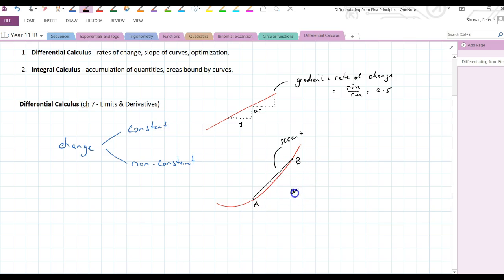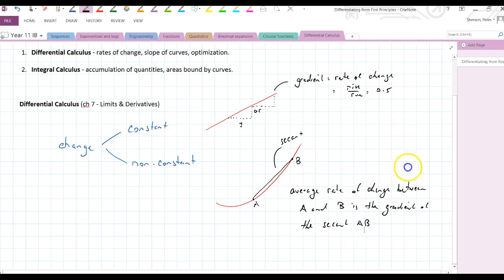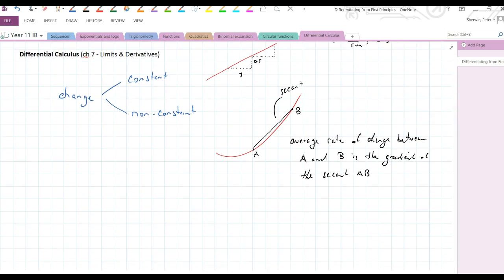So the average rate of change, we could calculate that between 2 points, between A and B, is the gradient of the secant AB. We could get the points for A and B, and measure the gradient by using rise over run. That's an average rate of change, and we could do that.